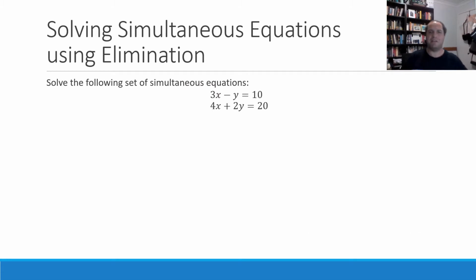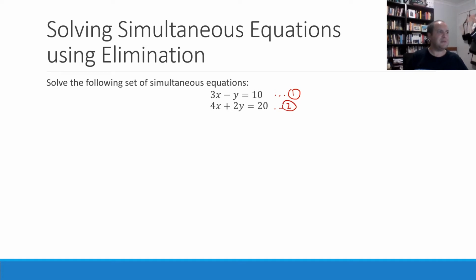Alright, so let's try using elimination on these equations here. 3x minus y equals 10 and 4x plus 2y equals 20. Now, in this situation, we want to make the coefficients of the x terms the same, or one the negative of the other, or the coefficients of the y terms the same, or one the negative of the other.